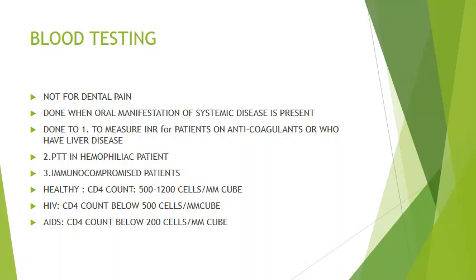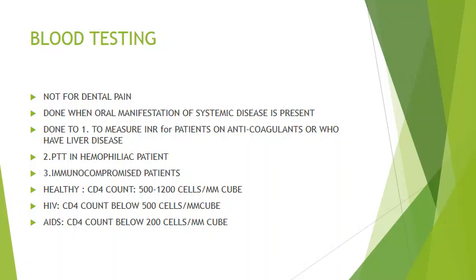This does not apply to the diagnosis of dental pain. It is done when oral manifestation of systemic diseases is present. In cases of systemic diseases such as coagulopathy, we'll do this to measure INR for patients on anticoagulants, or liver diseases, hemophiliacs. It is also done in immunocompromised patients to rule out AIDS, in severe cases of NUG or NUP, or major aphthous ulcer, let's say. So for those immunocompromised patients, when we have to rule out AIDS, we will do this.